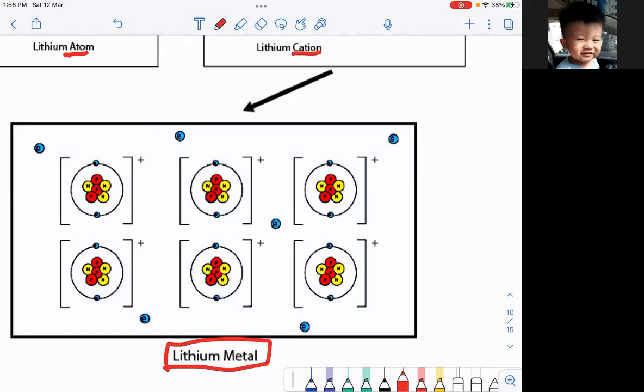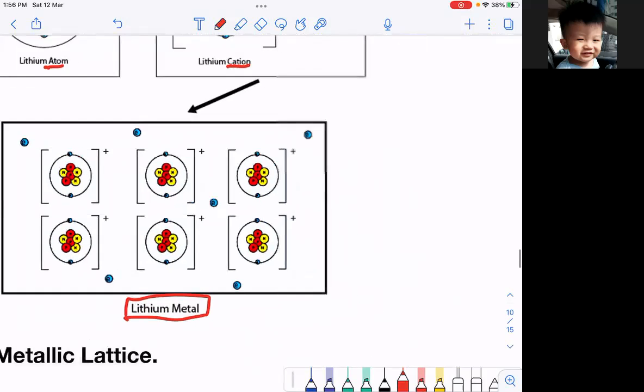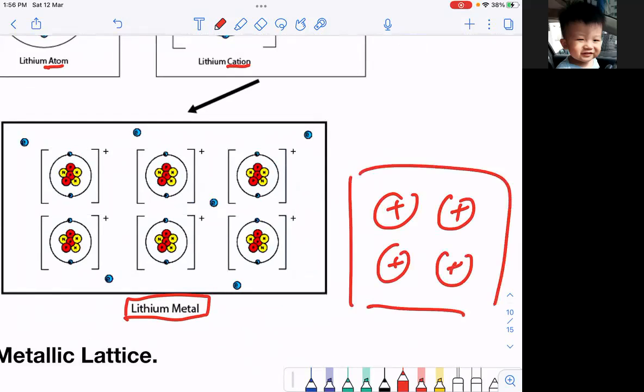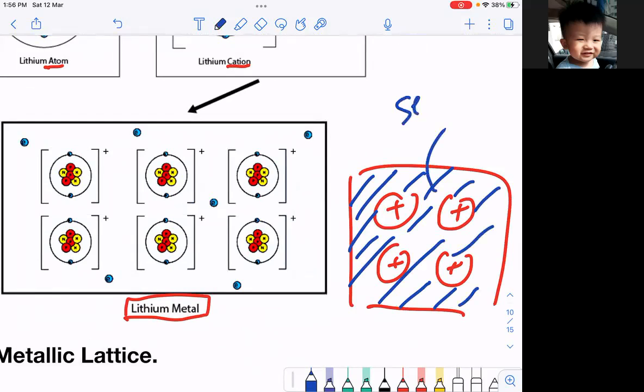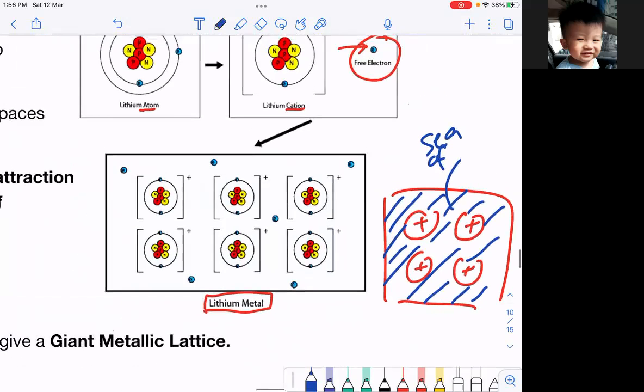It's very weird. Nobody take that electron, but somehow all the lithium, I just draw pluses, all the lithium cations surrounded by their own ejected electrons. This is actually what's happening in real life. So this is the sea of delocalized electrons. The blue one. Sea of delocalized electrons. So what is the forces holding a metal together?